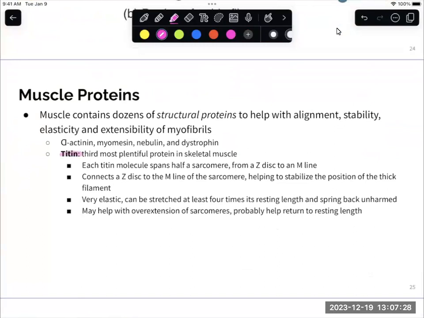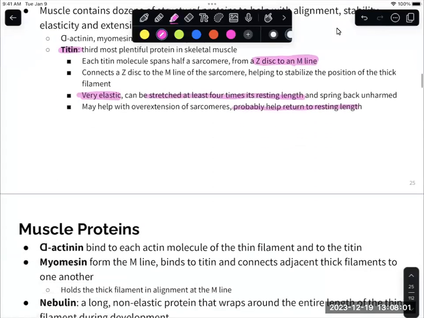So I mentioned that titin, it's kind of like a spring, and it goes from the Z disc to that M line, and it's helping to kind of hold that myosin in place. It's very elastic. So it can be stretched at least 4 times its resting length and spring back unharmed. So this kind of helps prevent overstretching of muscles. And we think it also helps to return muscles back to that resting length.